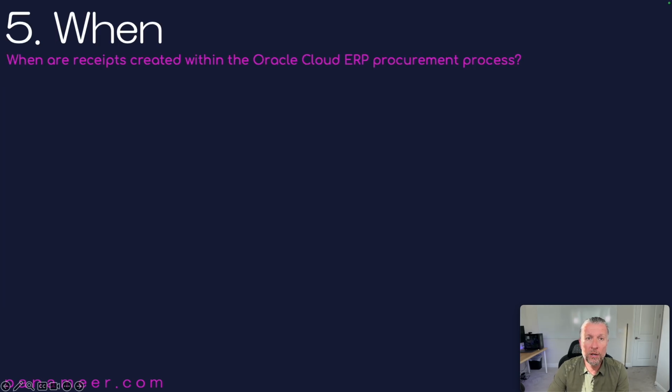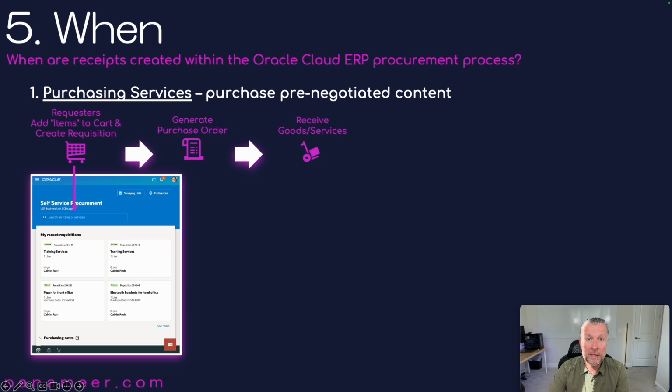Slide 5. When are receipts created within the Oracle Cloud ERP procurement process? Well, let's take a look at that process and see when. First, pre-negotiated content is purchased by requesters adding items from catalogs to their requisition, submitting them for approval, generating a PO, and then receiving those goods or services at desk or dock.